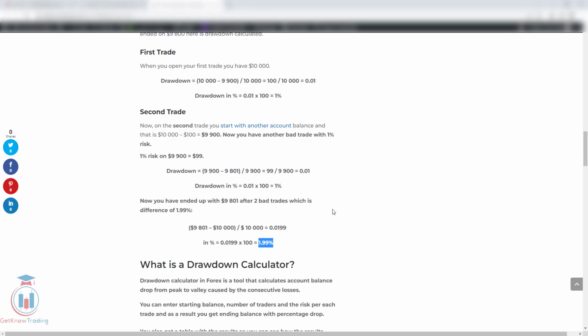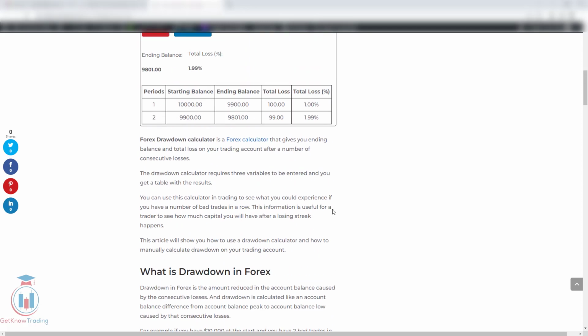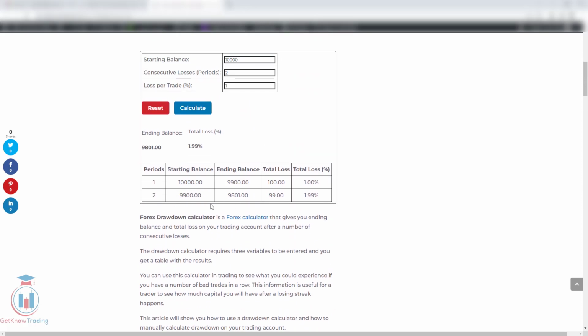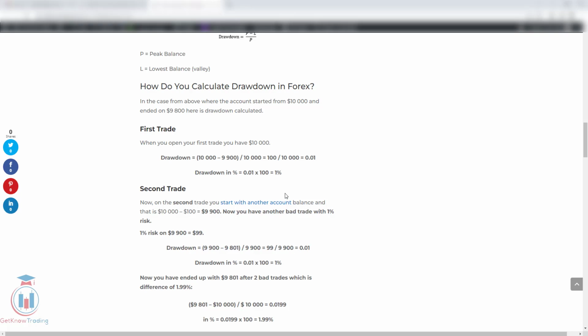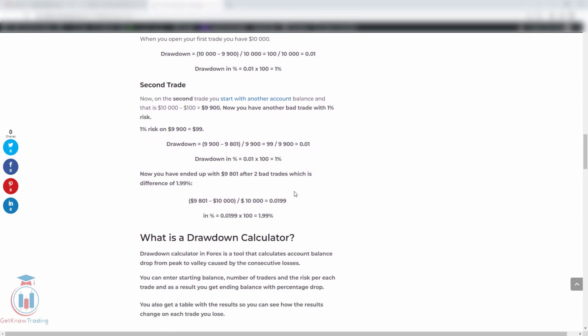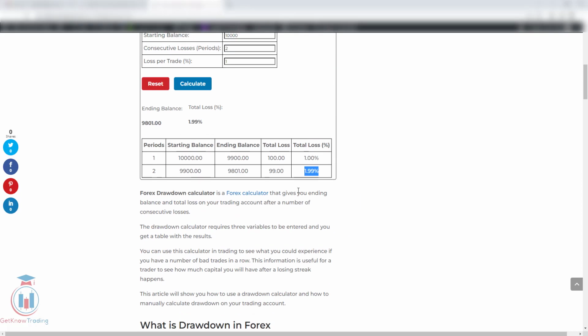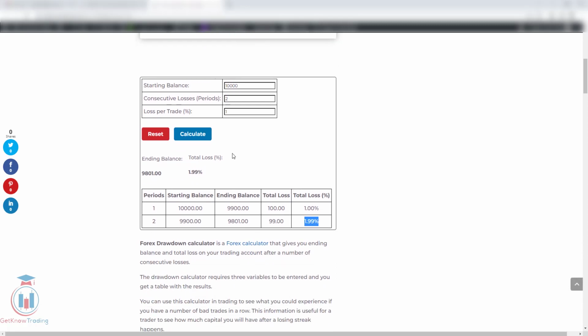So the total drawdown would be $199. If you go back inside the table, you will see that you get the same result: you start with the starting balance and end up with $9,801, and the final total loss in percentage would be 1.99%. Everything is explained here inside the article, where you will have a step-by-step example with 2 trades, and at the top you will have a calculator where you can change the variables.